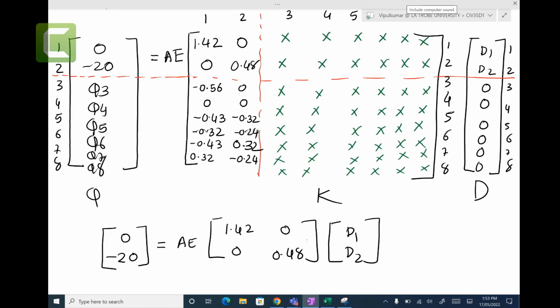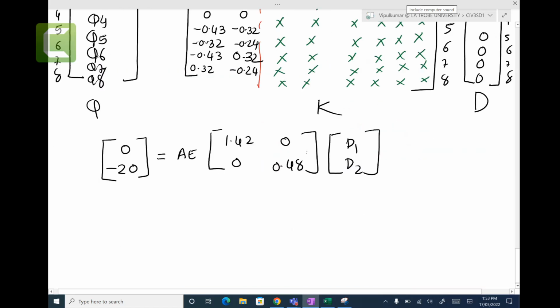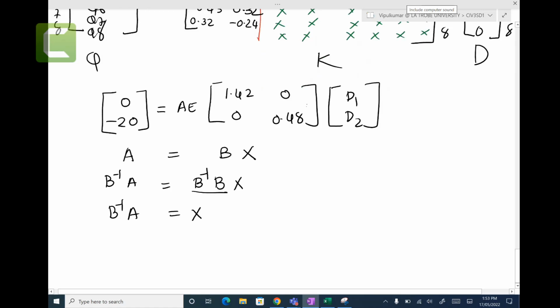Now, if you don't know the matrix, I can still revise you. Let's say this is A equal to BX. Then if I want to do this, B inverse A equal to B inverse BX, B inverse B equal to 1, so X equals B inverse A. You know the story, right? If you don't know, that's fine. That is new for you.